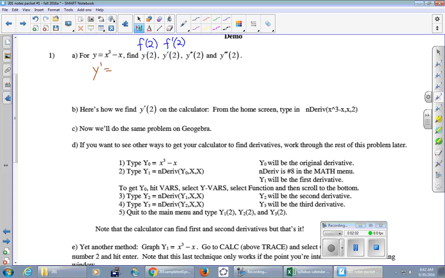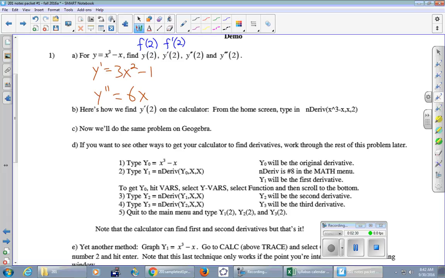Okay, so what is y prime in this case? 3x squared minus 1, right? Okay, and now for the first time together, we are going to calculate a second derivative. 3x squared minus 1 is a function in its own right, and we can take the derivative of 3x squared minus 1. What is the derivative of 3x squared minus 1? 6x.